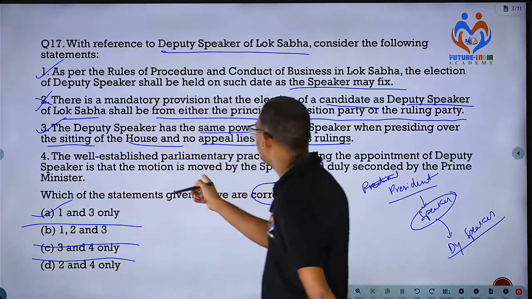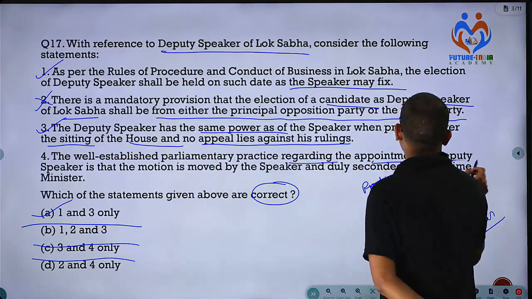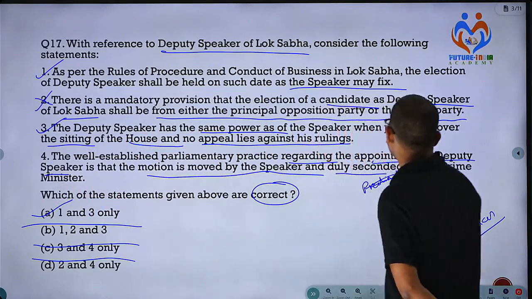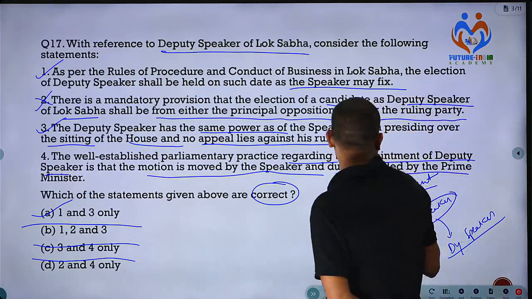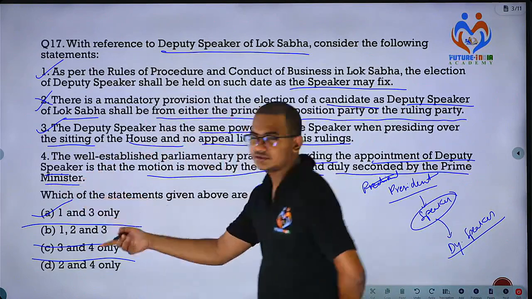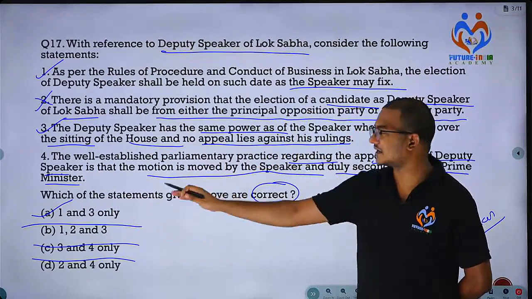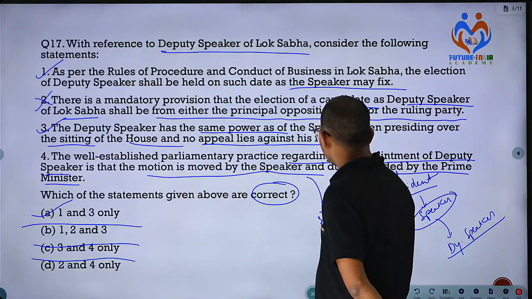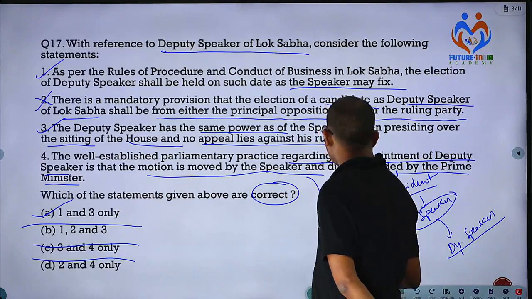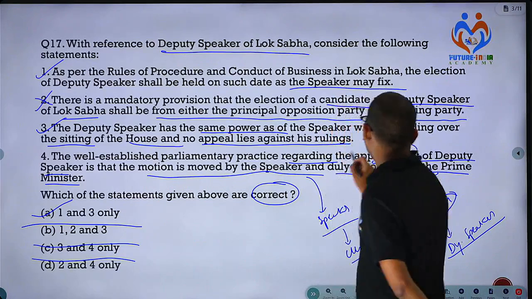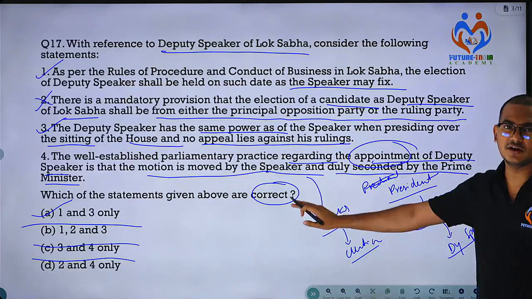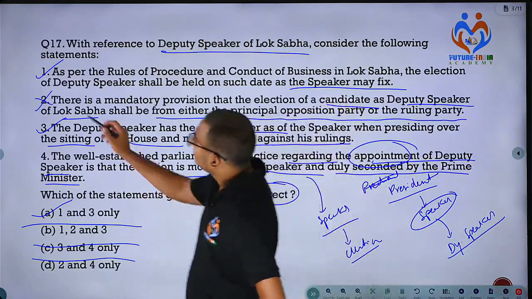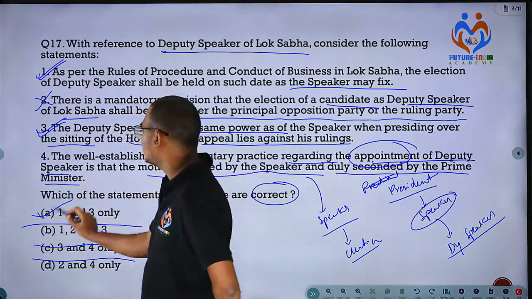Now, the well-established parliamentary practice regarding the appointment of deputy speaker is that motion is moved by the speaker and duly seconded by the prime minister. See, actually, this is, I mean, they have written whatever, whatsoever. Okay, see, the thing here is speaker will conduct the election. Through election only will appoint him. Appointment by the prime minister, they won't involve at all. Only election will be happening. Out of election will appoint him. So here option 1 is correct and option 3 is correct, and your answer is 1 and 3.